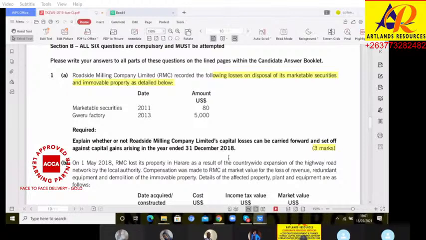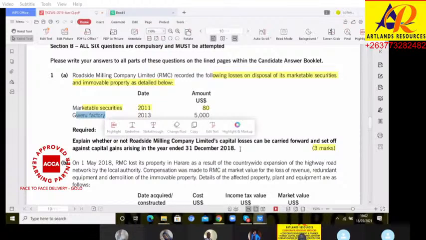Because in taxation it is common to give half a mark. So as a general rule, assessed losses are carried forward indefinitely. However, not all assessed losses are carried forward. The minimum is 800. Thus, on marketable securities, this assessed loss is not carried forward because it is below the minimum. However, assessed losses on disposal of the Gweru factory are carried forward because they are above the minimum, and they can then be allowed as deductions on disposal of specified assets in future.